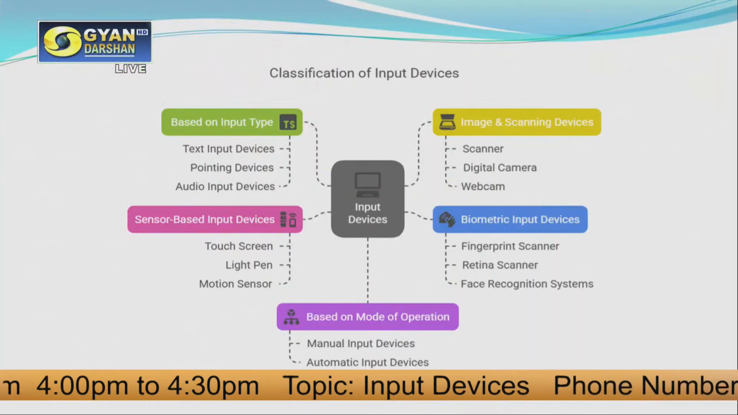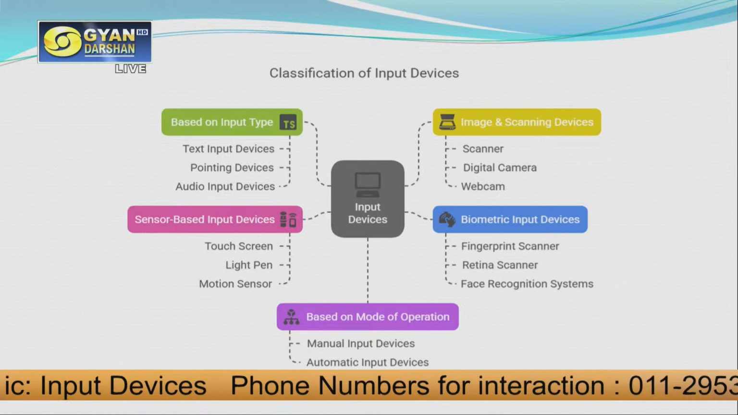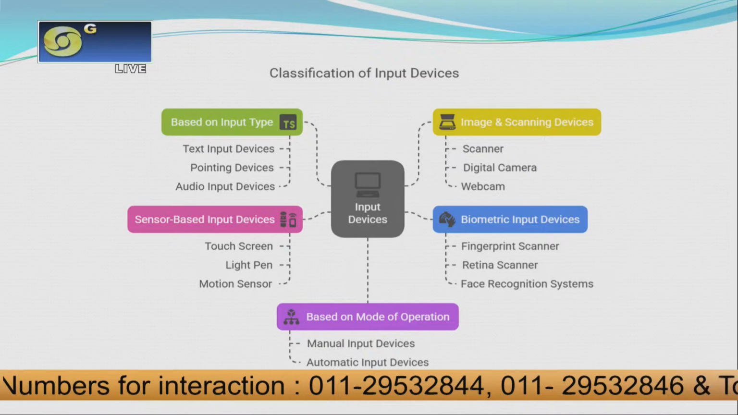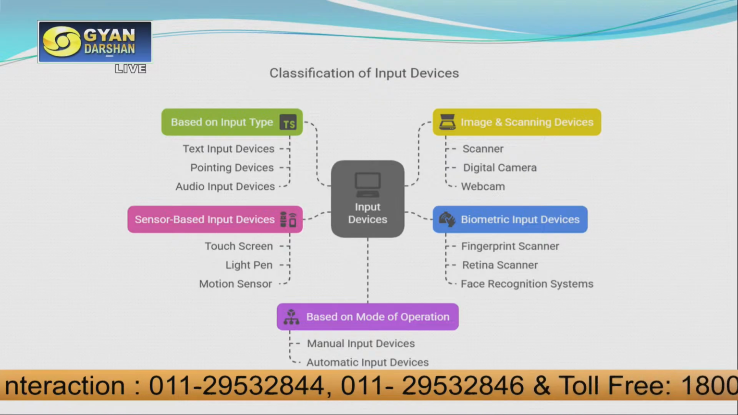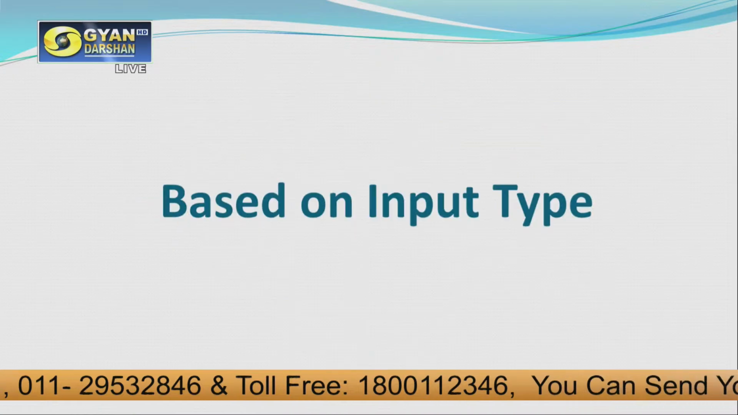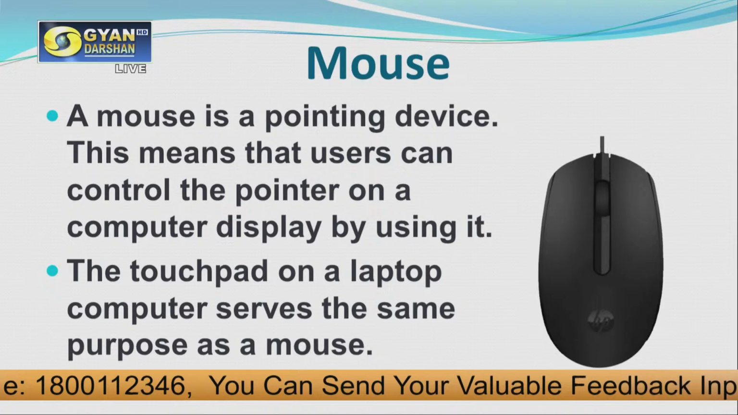So this is the complete picture you can see. The input devices we have seen, the complete classifications you can see, are based on the input type, based on the sensors, based on the mode of operation, image scanning devices, biometric input devices, and other kinds of things. One by one we will see. Based on the input type, the first thing that comes to our mind is the mouse or the keyboard.